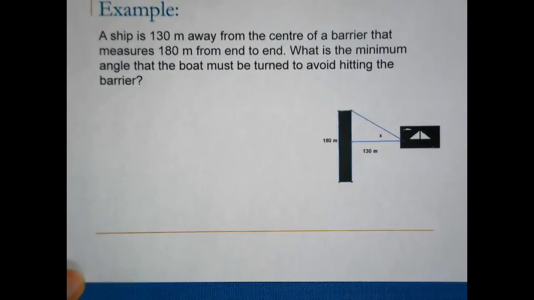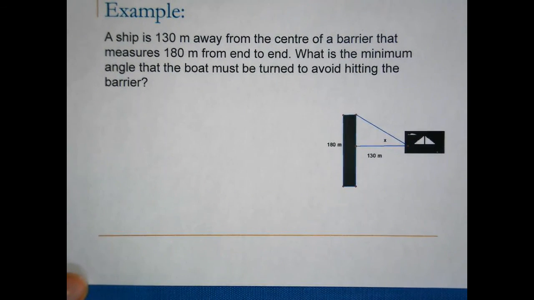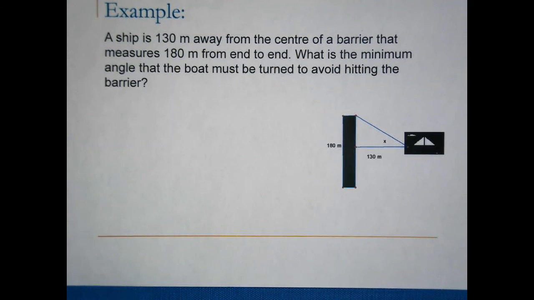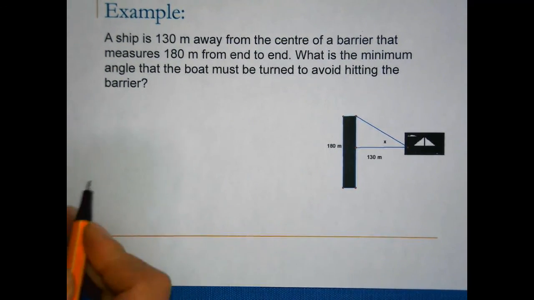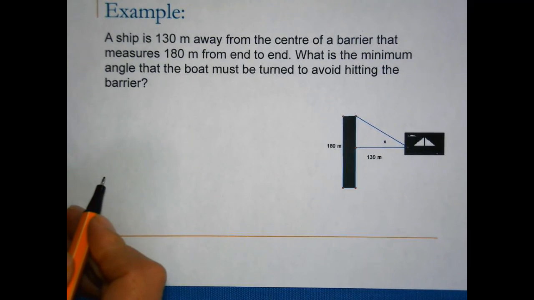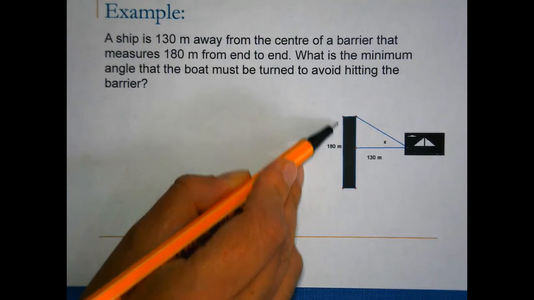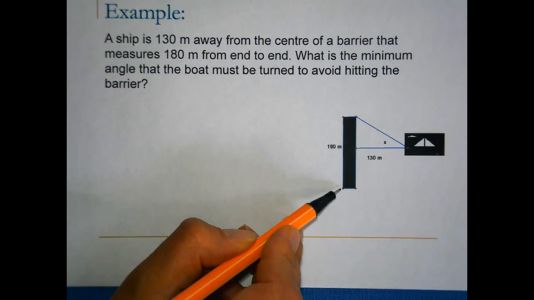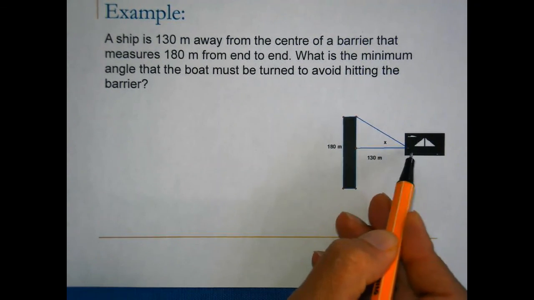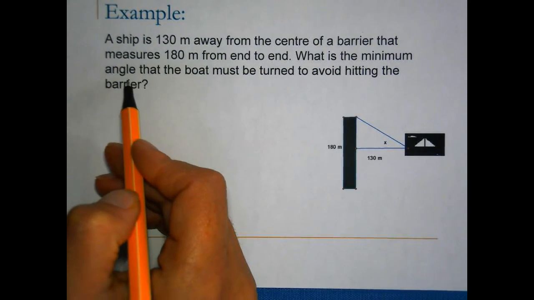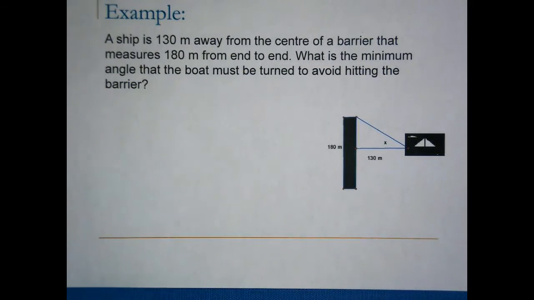Okay, next example. A ship is 130 meters away from the center of a barrier that measures 180 meters from end to end. So here is the barrier, which is 180 meters, and this ship is 130 meters away. What is the minimum angle that the boat must be turned to avoid hitting the barrier?